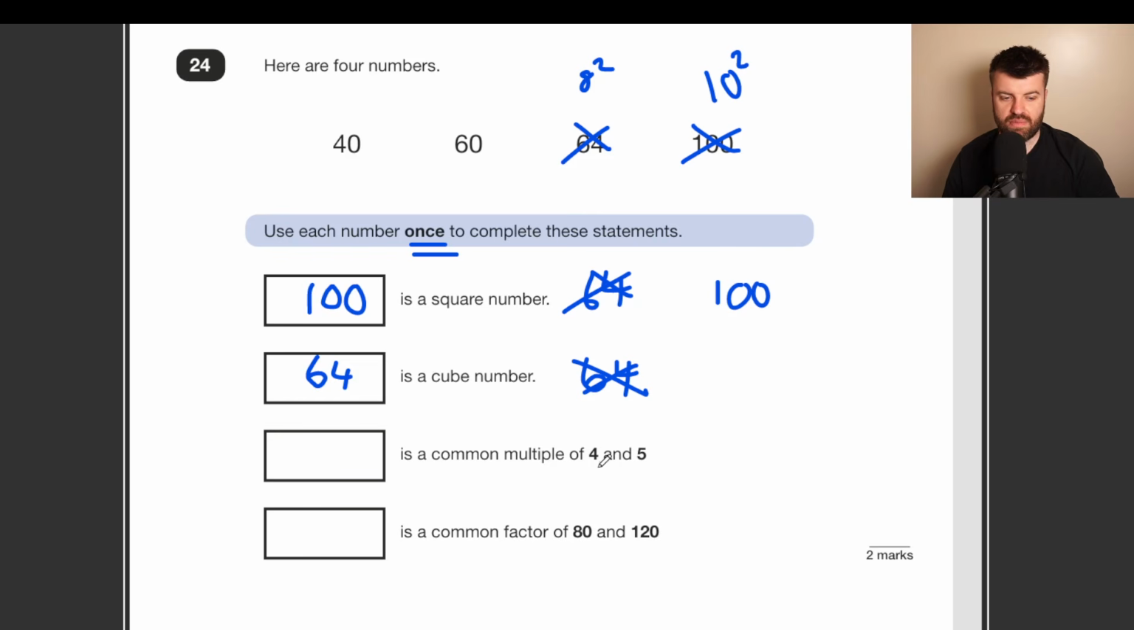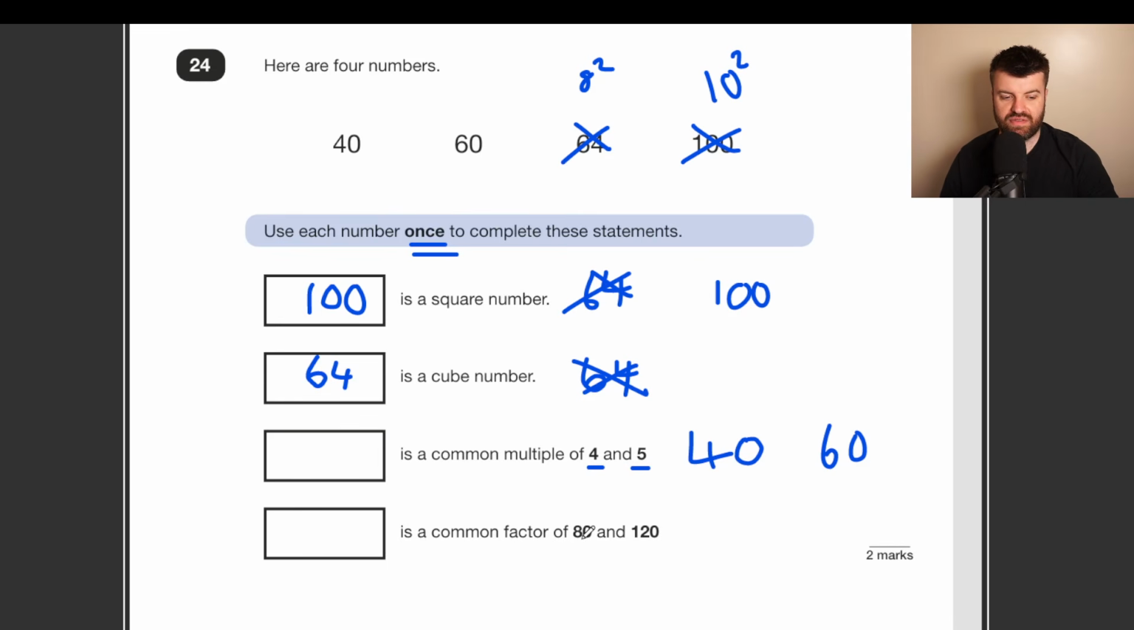Now we want a common multiple of 4 and 5. Which one of these here is in the 4 times table and the 5 times table? Well, you'll never guess what. They both are. 40 is in the 4 times table, obviously in the 5 times table. 60 is in the 4 times table and the 5 times table. Another way to try and trick you. So we have to look at the bottom one.